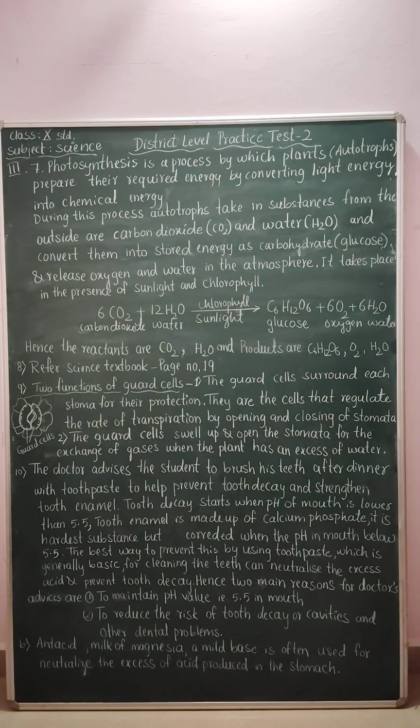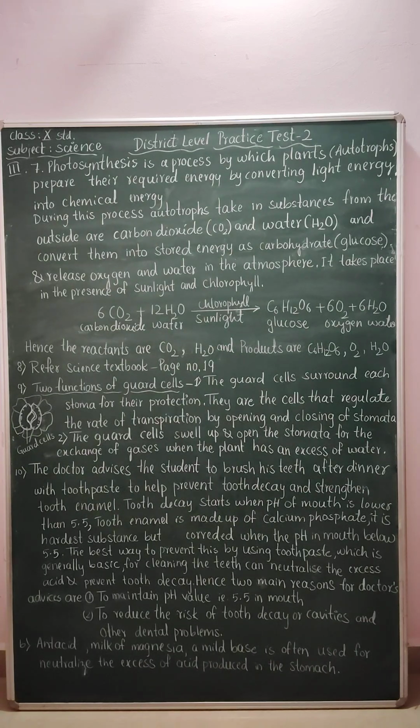As I have written the reaction on the board, the reactants, which are present on the left hand side of the arrow mark, are carbon dioxide and water. The products, which are written on the right hand side of the arrow mark, are glucose, oxygen and water. Hence, the reactants are carbon dioxide and water. Products are glucose, oxygen, water.